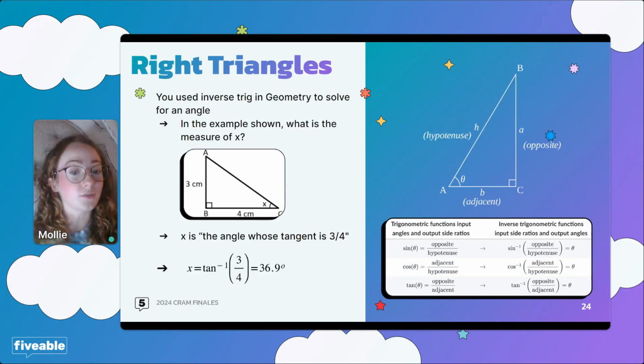So the opposite side to x would be 3, the adjacent side would be 4, and so your input is going to be 3/4. But given that that's not an angle, you can't use your regular tangent function, so instead you're going to use the inverse. So taking inverse tangent of 3/4 is going to actually give you that angle that would have given you 3/4 if you plugged it into the original tangent function.